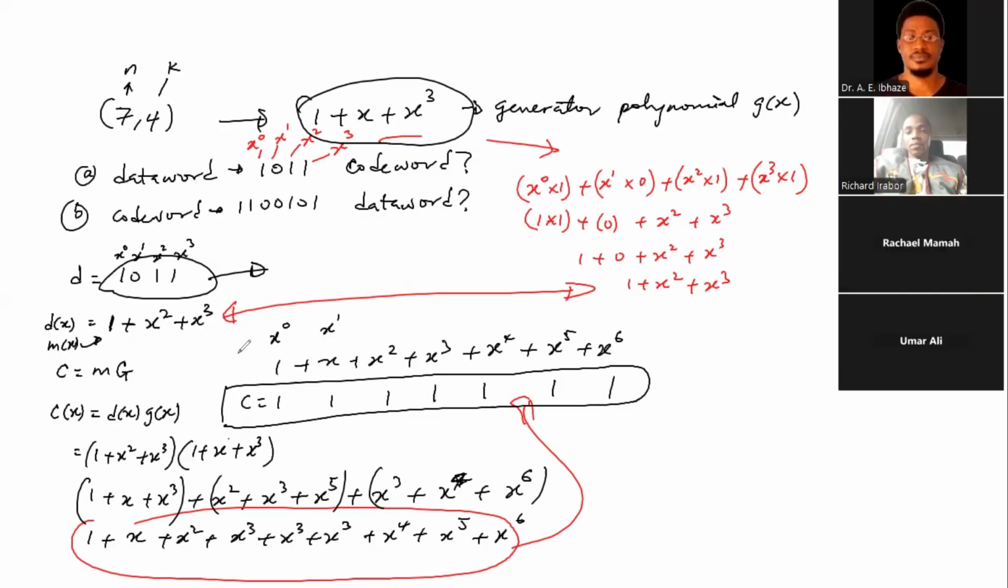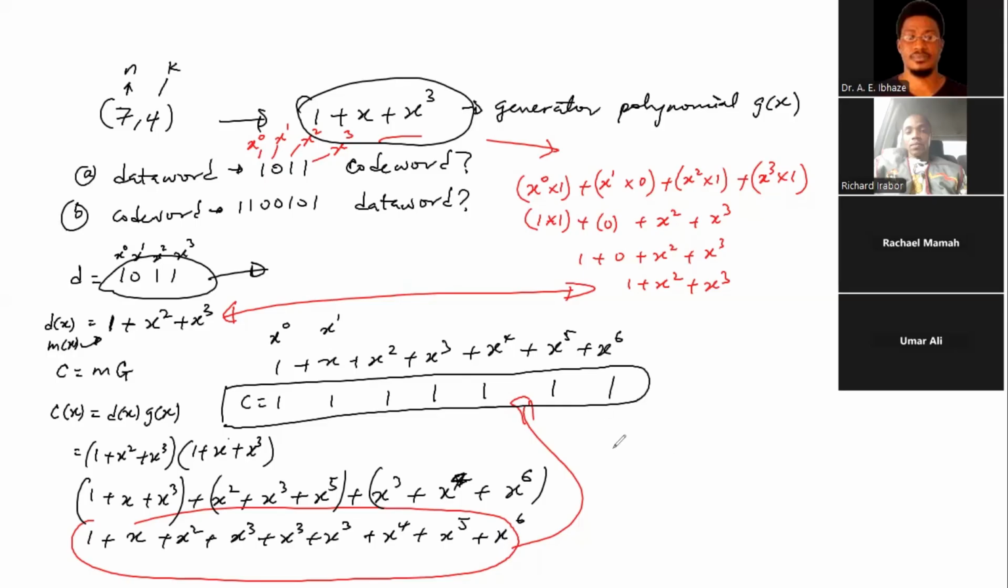Sorry, question. I did not get how we reduced the x cubed terms to just only 1. The x cubed? Yeah, it appeared only once here. What's the reason behind it? So now I would love you to revise our notes on Galois fields or finite fields.